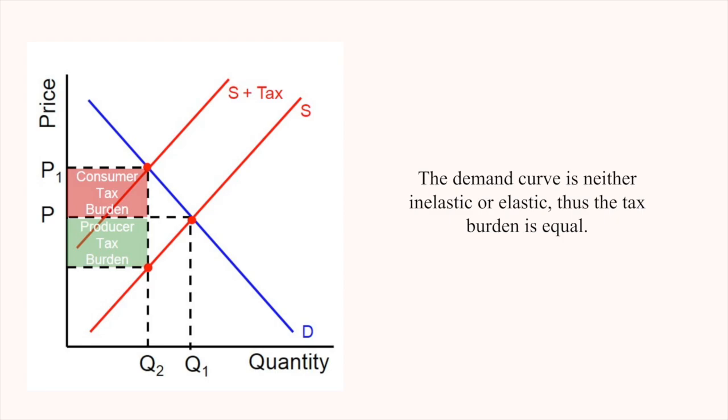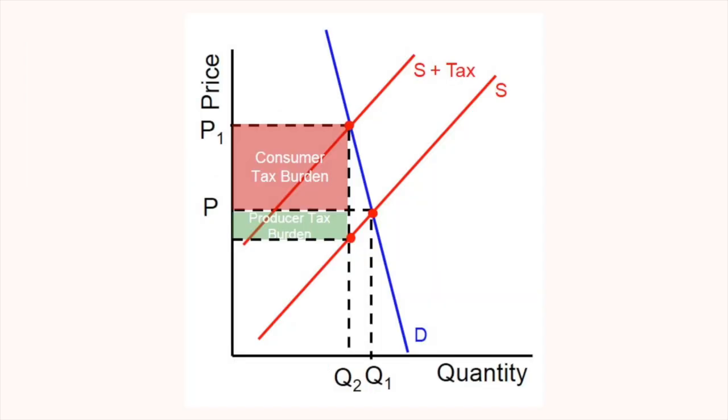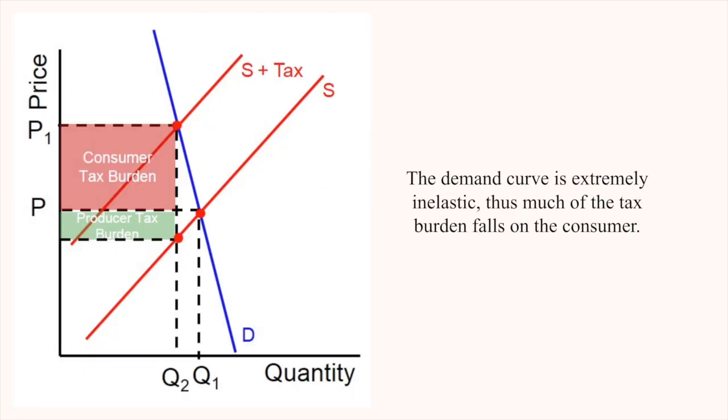But if we take another graph, such as this one, here we can see that the demand is highly inelastic, which would mean that much of the tax burden falls on the consumer. And the reason for this, you would recall, is something I explained in my elasticity video. When you have a demand curve that is highly inelastic, an increase in price results in a proportionately lower decrease in demand. Therefore, producers can afford to increase the consumer tax burden, as they would not suffer much of a loss in demand.